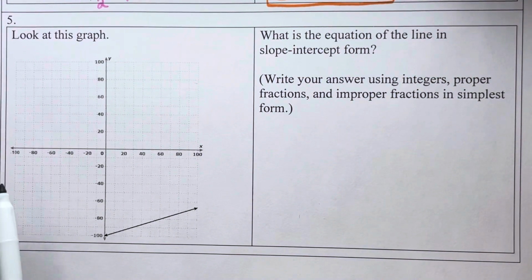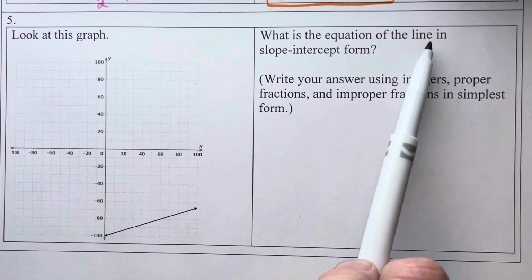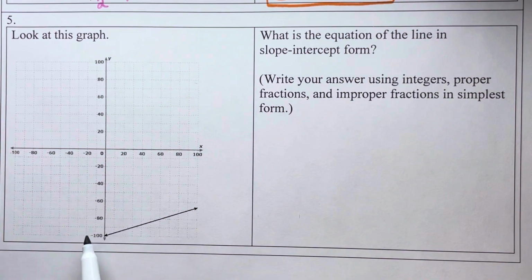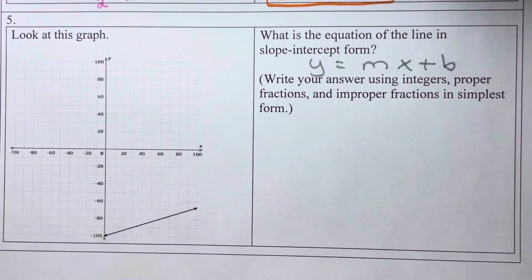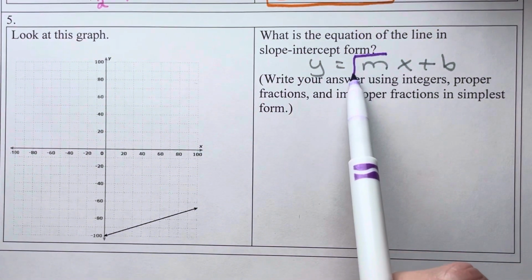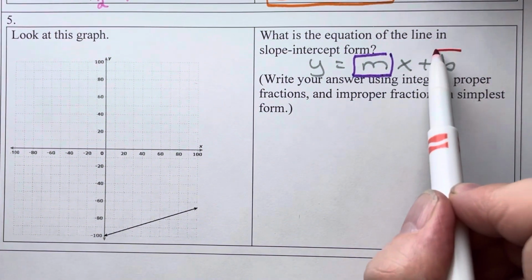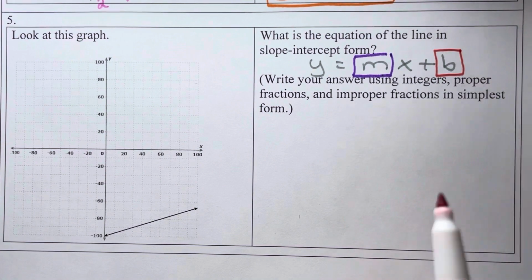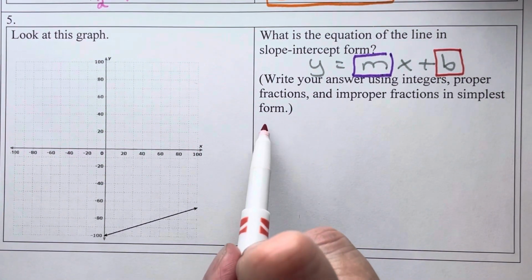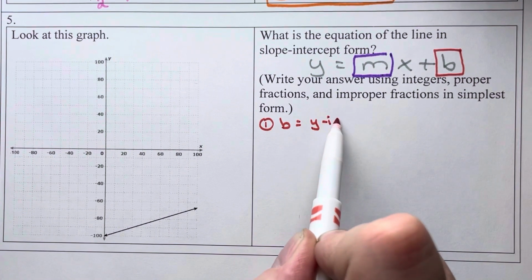On our fifth and final example, after looking at this graph, we are going to write the equation of the line in slope-intercept form. I really hope that you're feeling confident in these problems now as we look at our graphs to determine the slope and the y-intercept from a given graph so that we can then write our equation. Step 1, let's find your y-intercept.